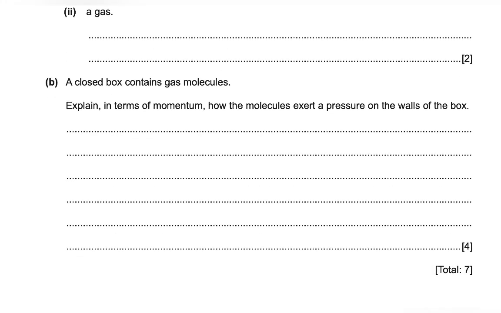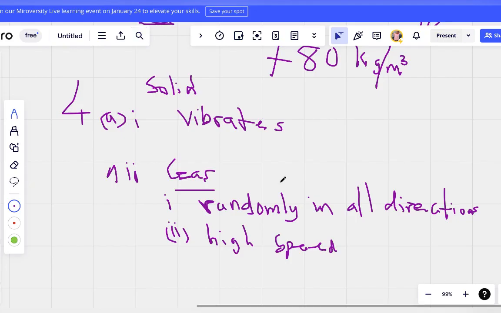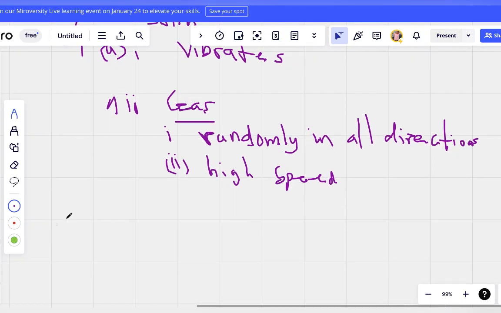The B is a closed box contains gas molecules. Explain in terms of momentum how the molecules exert a pressure on the walls of the box. Okay. First of all, in terms of momentum is mass times velocity. So explain in terms of momentum how the molecules exert a pressure on the walls of the box. Okay, B.